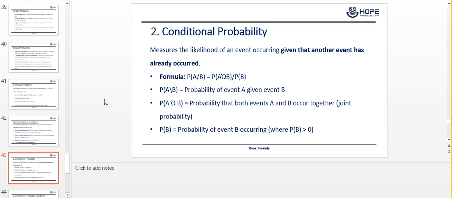In P(A and B), the joint probability means the probability that both events A and B can occur at the same time, together. We can call it the joint probability. P(B) is the probability that event B occurs.